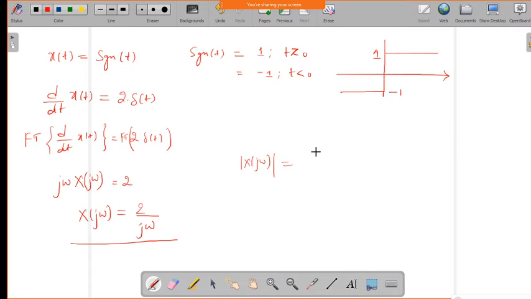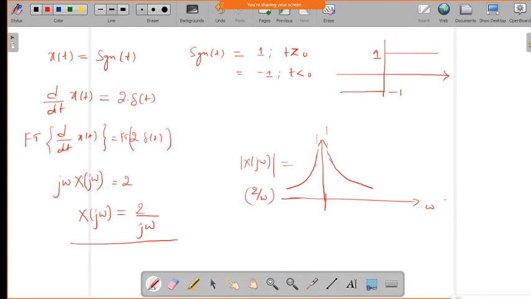So this will be the magnitude, which will be 2 by the magnitude of omega. At omega equal to 0, it will have an infinite value, on both the negative and positive sides. And if you put in a particular value of omega, you will get the signal. It will decay exponentially on both sides. This is the magnitude spectrum.